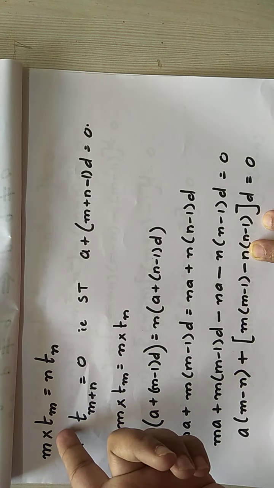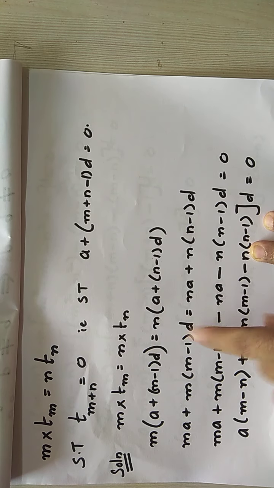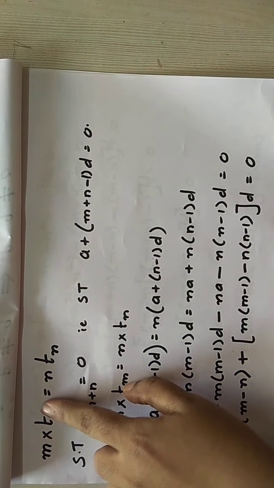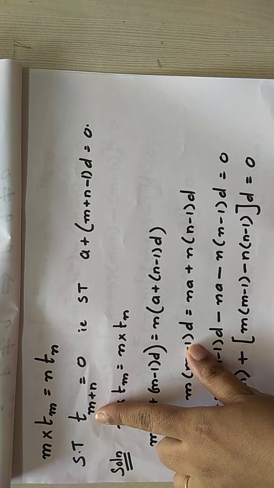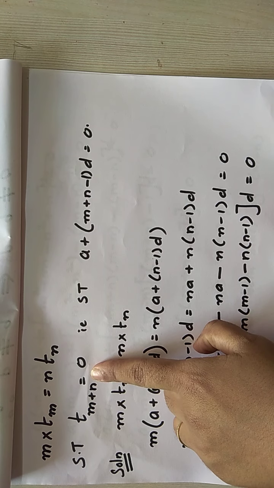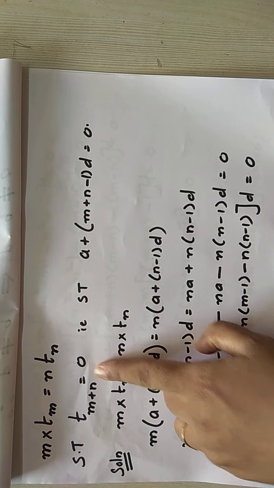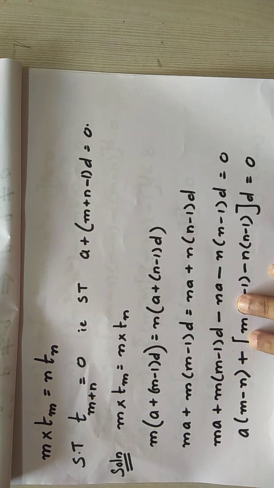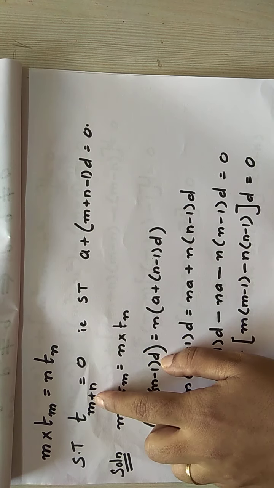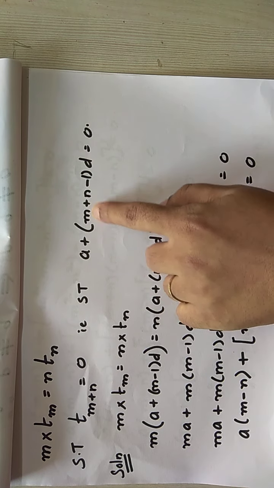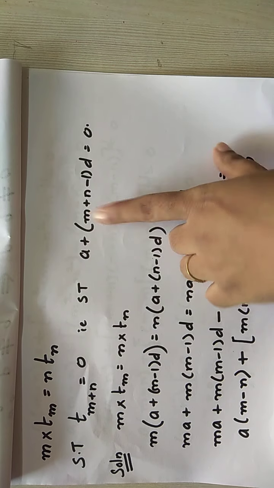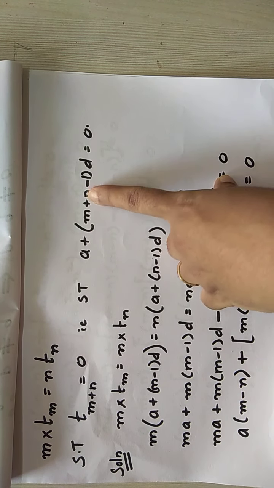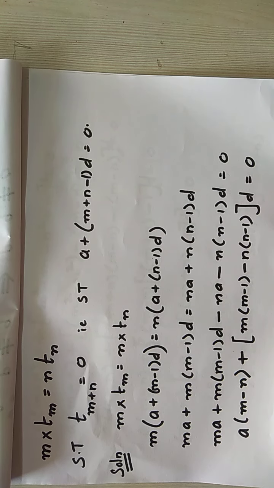The same solving we did for the previous sum, we are going to do for this sum. M times the mth term is equal to n times the nth term. So we have to show that the (m plus n)th term is equal to 0. According to the formula, Tn is a plus (n minus 1)d. So Tm will be a plus (m minus 1)d, and T(m plus n) will be a plus (m plus n minus 1)d. So you have to show that a plus (m plus n minus 1)d should be 0.